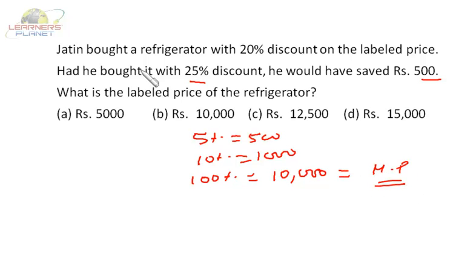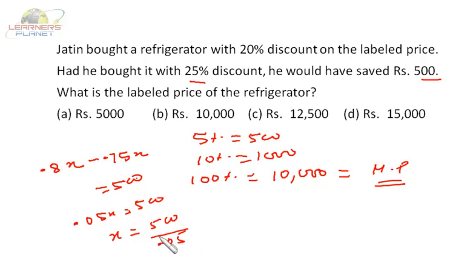Okay, or if you are not clear about this logic, I will just elaborate it by taking a variable. I assume that the mark price is X. Now if I am taking 20% discount, that means I am paying 80% of the mark price, that is 0.8x. And if I am taking 25% discount, I am taking the refrigerator at 0.75 of the labeled price. So it's this, and the difference between these two prices is rupees 500. Okay, so 0.05x is 500. That means x, that is the printed price, is 500/0.05. So it's 10,000. Okay, I'm sure you are clear.